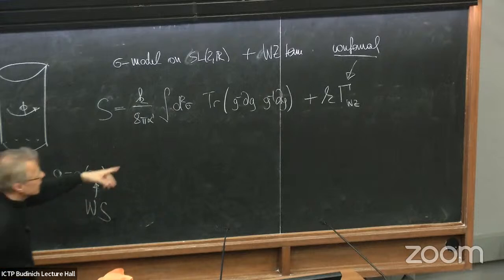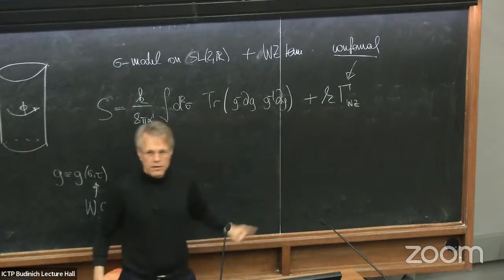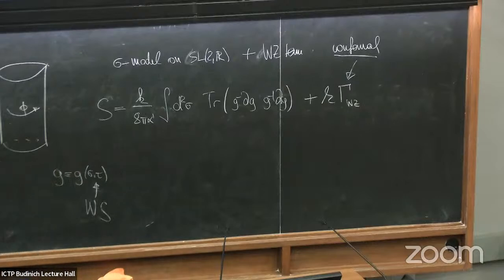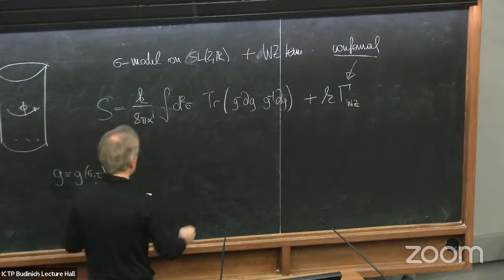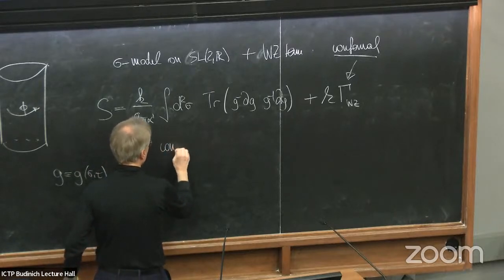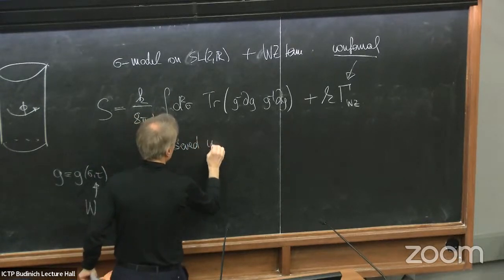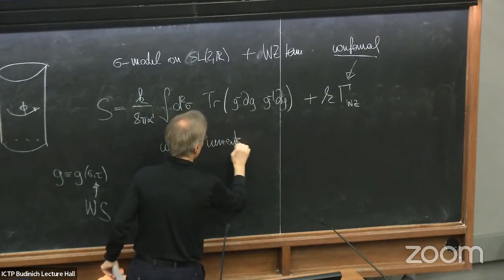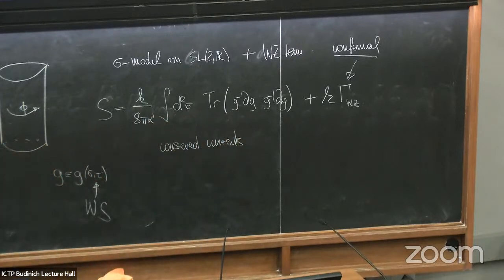But the upshot of it is, once you vary it, it leads to the equations of motion that only involve the two-dimensional world sheet theory. And the advantage of adding this term, or what it buys you, is that you get the following conserved currents. So you get two conserved currents, one purely holomorphic and one purely anti-holomorphic.